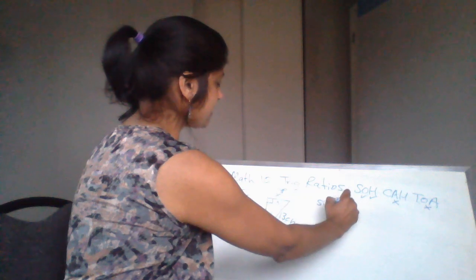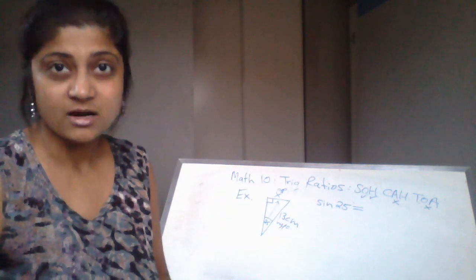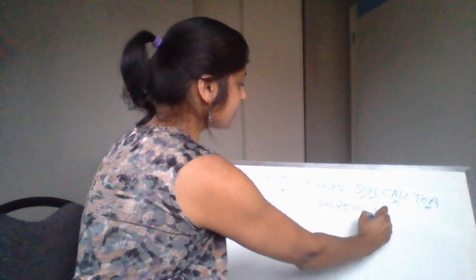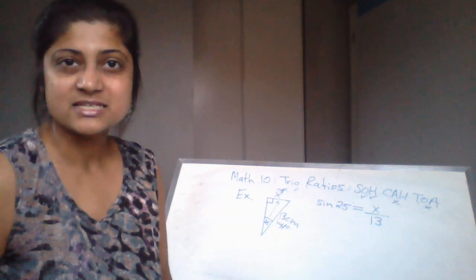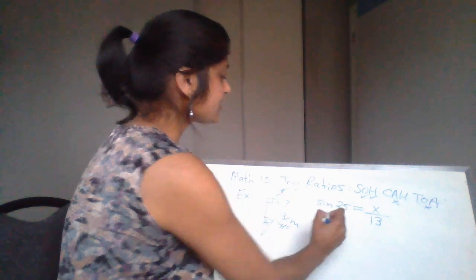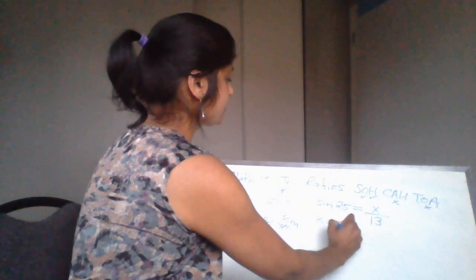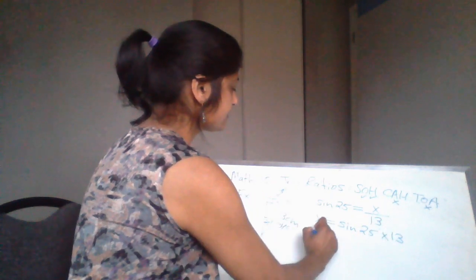So we're going to do sine of the degrees. So sine 25 is equal to the opposite side, and the opposite side is x over the hypotenuse, which is 13, okay? So one more time, I can see that the variable is on the top here. And when the variable is on top, I just need to cross multiply the two numbers. So we're going to do sine 25 degrees times 13.